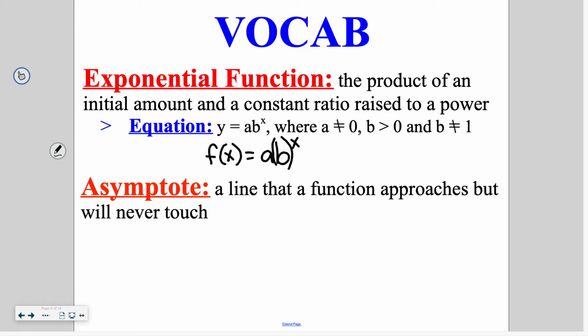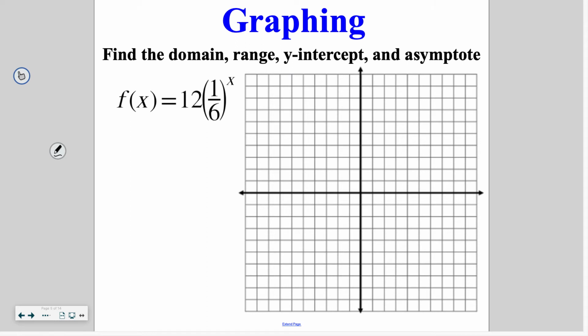And then the other thing that we're going to look at within this unit is called an asymptote. And this is a line that a function approaches but will never touch. So we'll get into what that looks like a little bit more in a moment. We're going to start off by graphing the function. We're going to do this by creating a table.